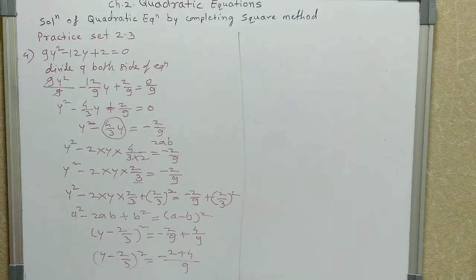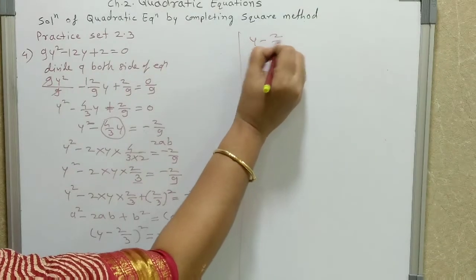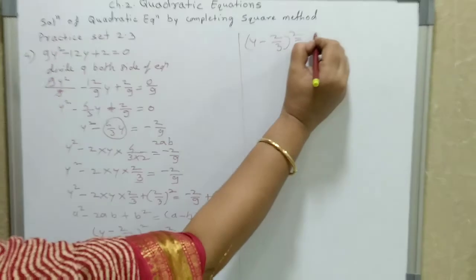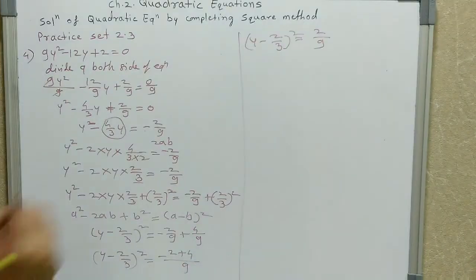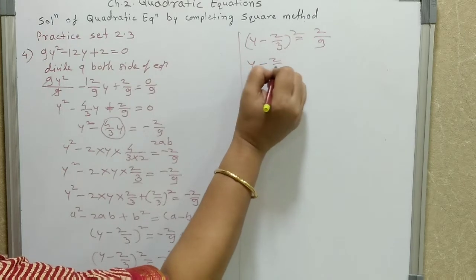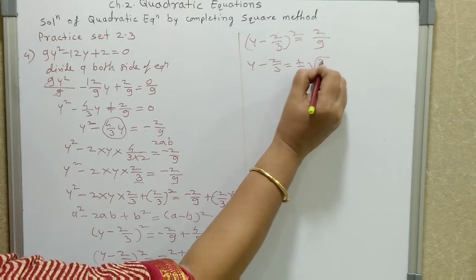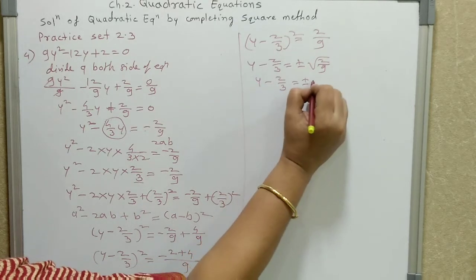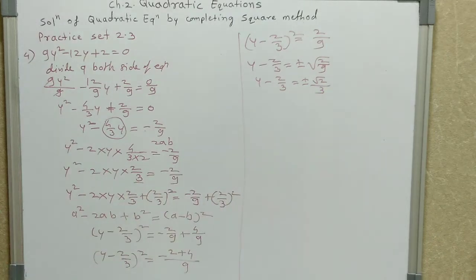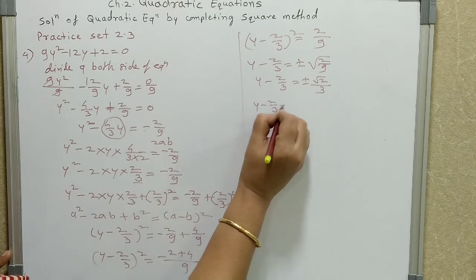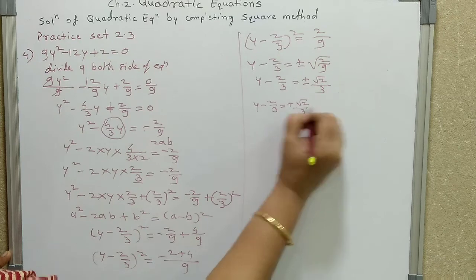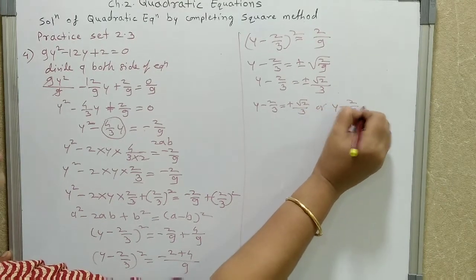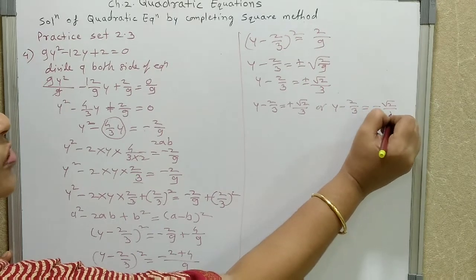(y minus 2 upon 3) whole square is equal to minus 2 plus 4 upon 9. So we write here, minus 2 plus 4, (y minus 2 upon 3) whole square is equal to 2 upon 9. So taking square root both sides, y minus 2 upon 3 is equal to plus minus under root 2 upon 9. Here y minus 2 upon 3 is equal to plus minus root 2 upon 3. So first we take plus and then we take minus. So y minus 2 upon 3 is equal to plus root 2 upon 3, or y minus 2 upon 3 is equal to minus root 2 upon 3.